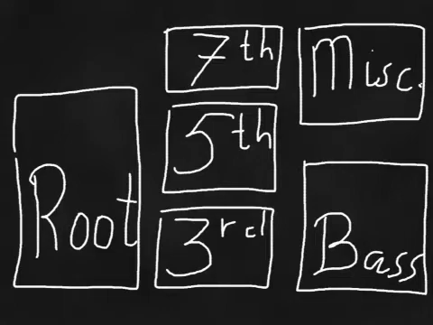Root on the left, the biggest letter. Then next to it on the bottom, something about the third. On top, something about the seventh. In between, something about the fifth. And like I said before, only if needed. If there's nothing written, there is no seventh, or the fifth is natural and the third is major.